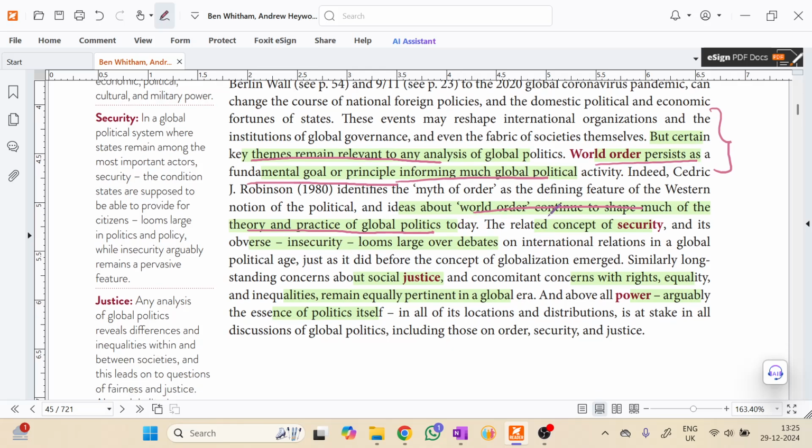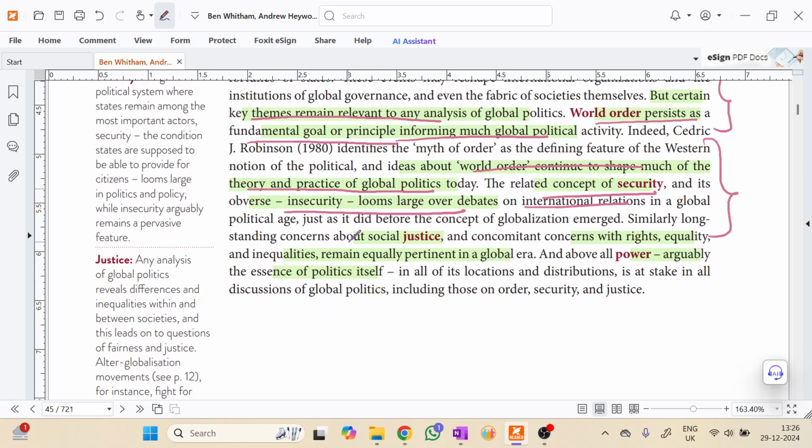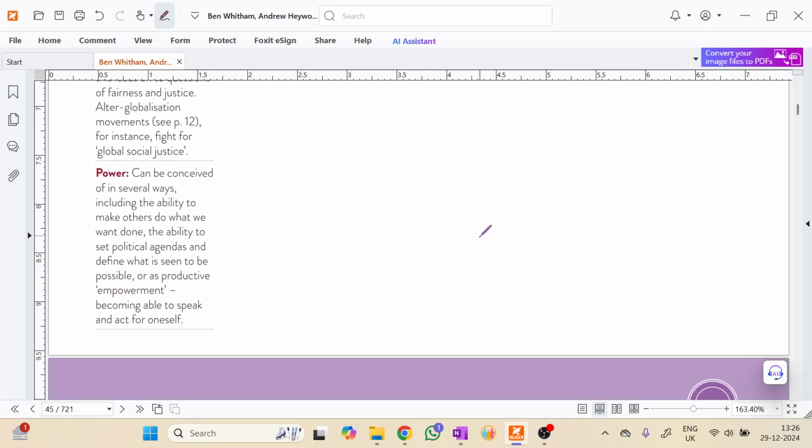relations. Then when we talk about world order, the concept of security and insecurity also looms large in debates on international relations. Then issues such as human rights, social justice, equality and inequality also take a similar stand. And above all, power, which is the essence of politics, still has a stake in the discussion of global politics.